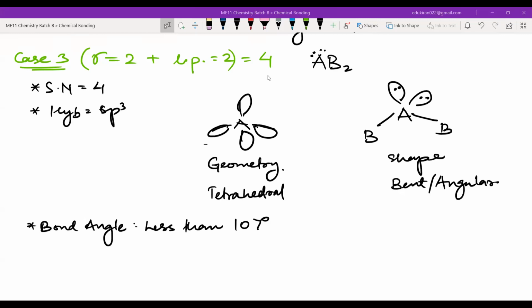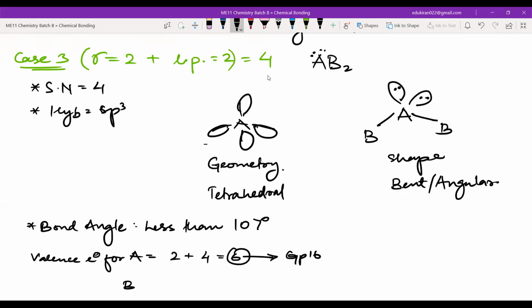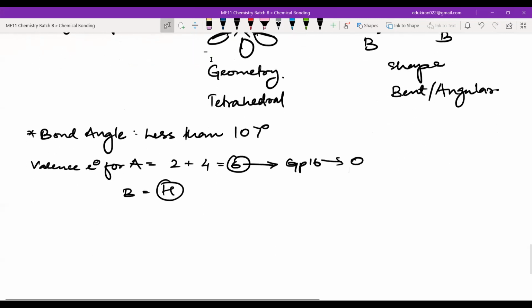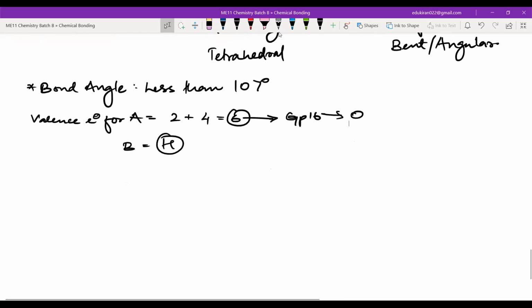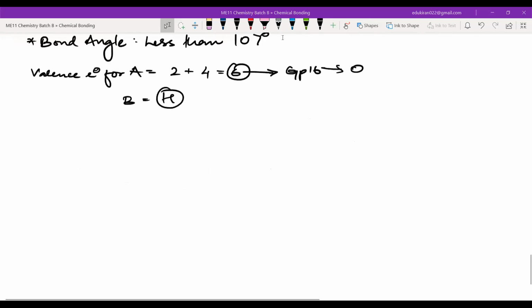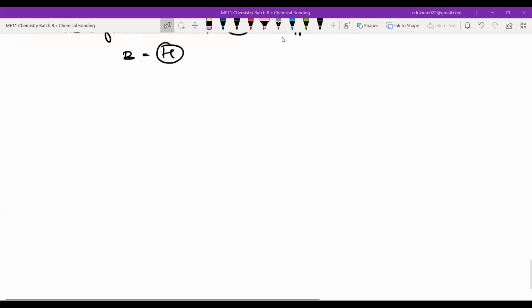So we have here A, the valence electrons for A will be 2 bonds plus 4 non-bonded electrons. This will be 6, and this can be only true for group 16. And for B, I will take hydrogen. So from group 16, I can take oxygen. So the molecule will be OH2 or H2O. Are you done? Yes, sir. So for example, you can write H2O. And here also the story is all the same.